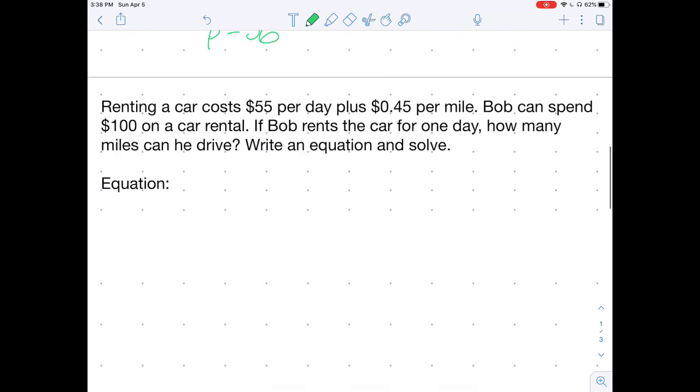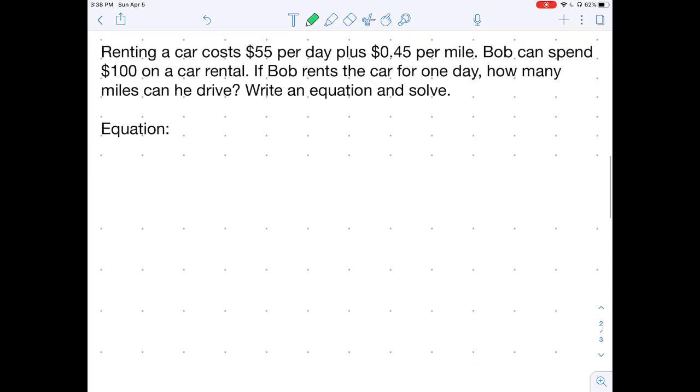Okay, one last example here. Renting a car costs $55 per day plus 45 cents per mile. Bob can spend $100 on a car rental. If Bob rents a car for one day, how many miles can he drive? Write an equation and solve.